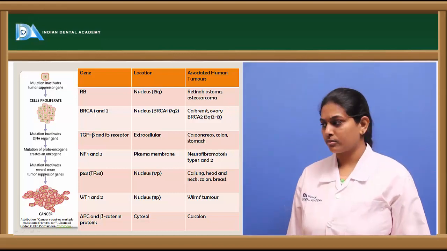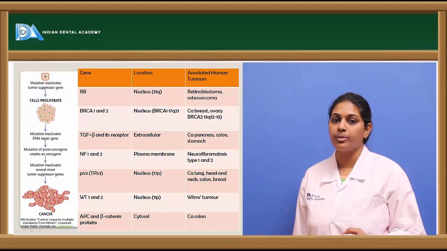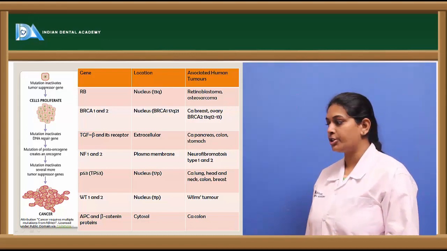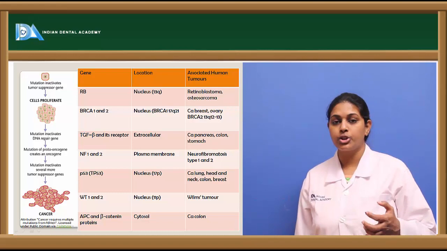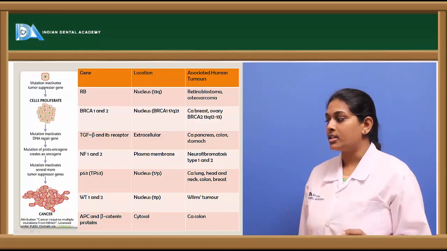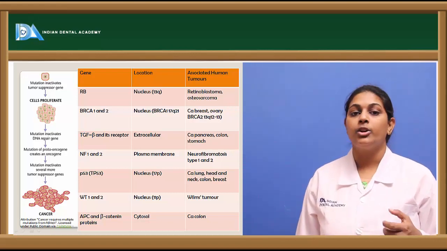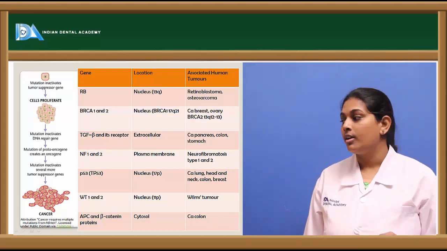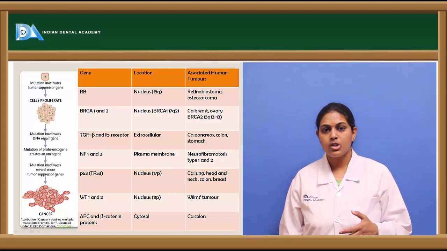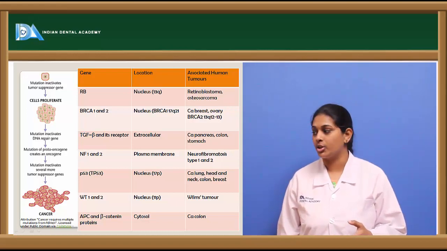Coming to the Wilms tumor gene, this is a gene associated with a childhood tumor which has been observed. It is present in the nucleus and is usually located on the short arm of chromosome 11.